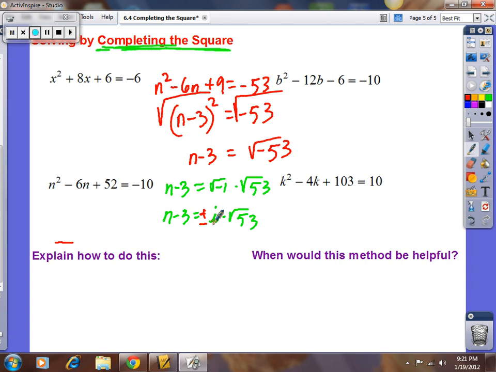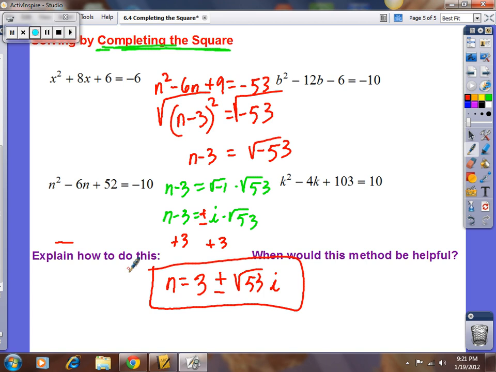So now, if I add 3 to both sides, here's what I'm going to end up with. I'm going to end up with n equals 3 plus or minus the square root of 53 i. So your answer is expressed as an imaginary number, a complex number. 3 plus the square root of 53i, or 3 minus the square root of 53 times i.